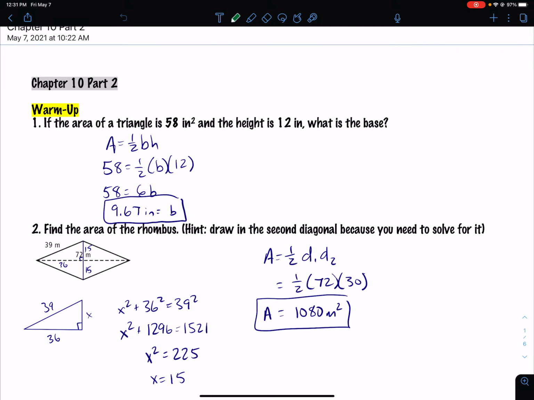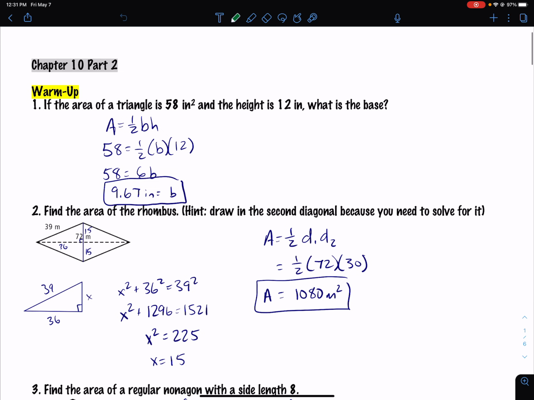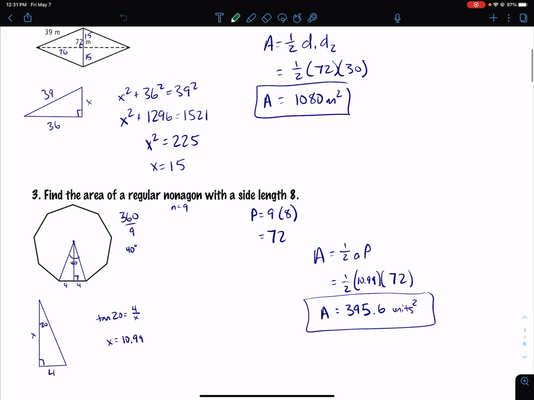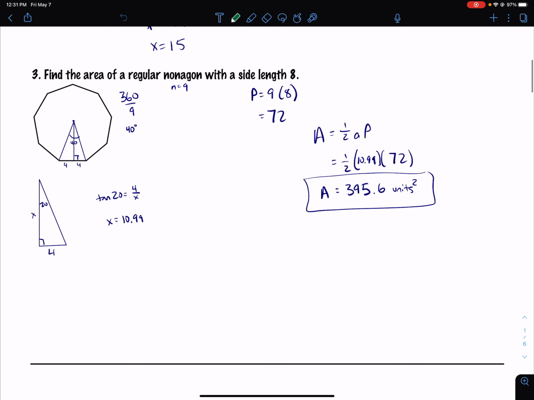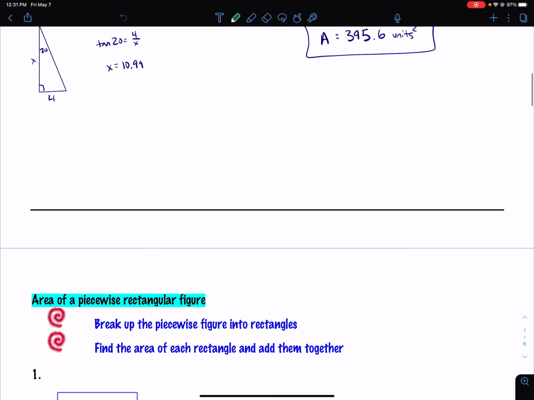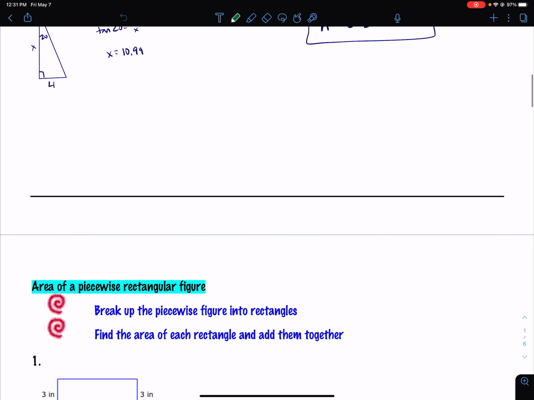Okay, class, moving on into chapter 10, part 2. Here are the warm-up problems that you can try and see how you do. If you have any questions, just let me know. We are going to move on to some piecewise functions and finding partial areas of different shapes.